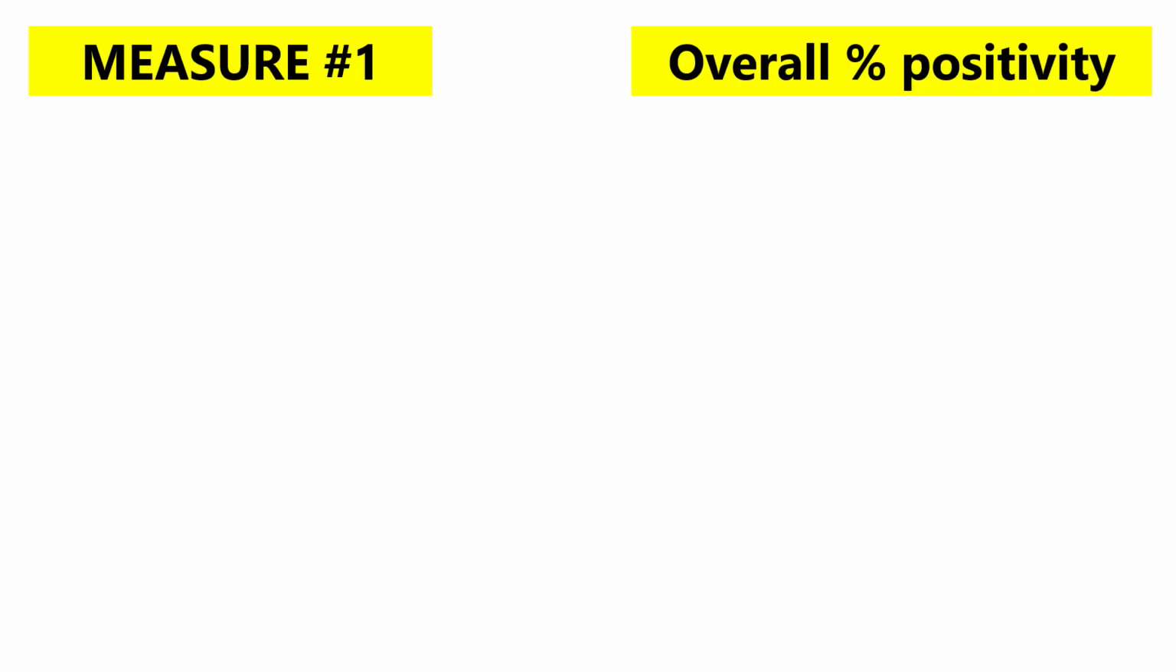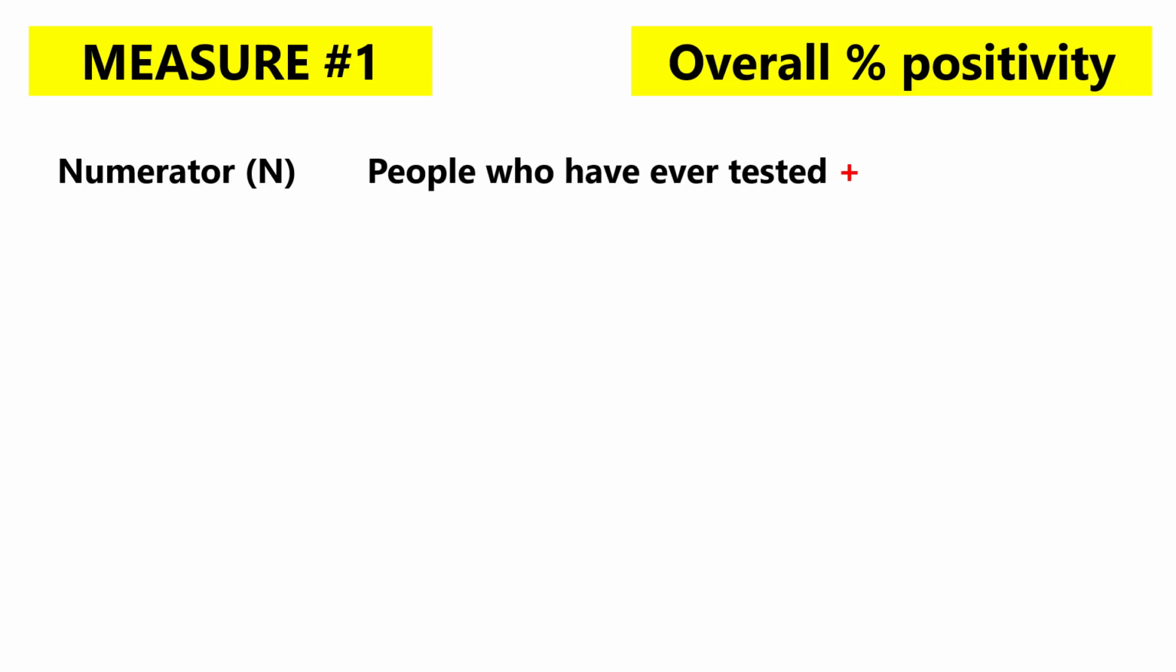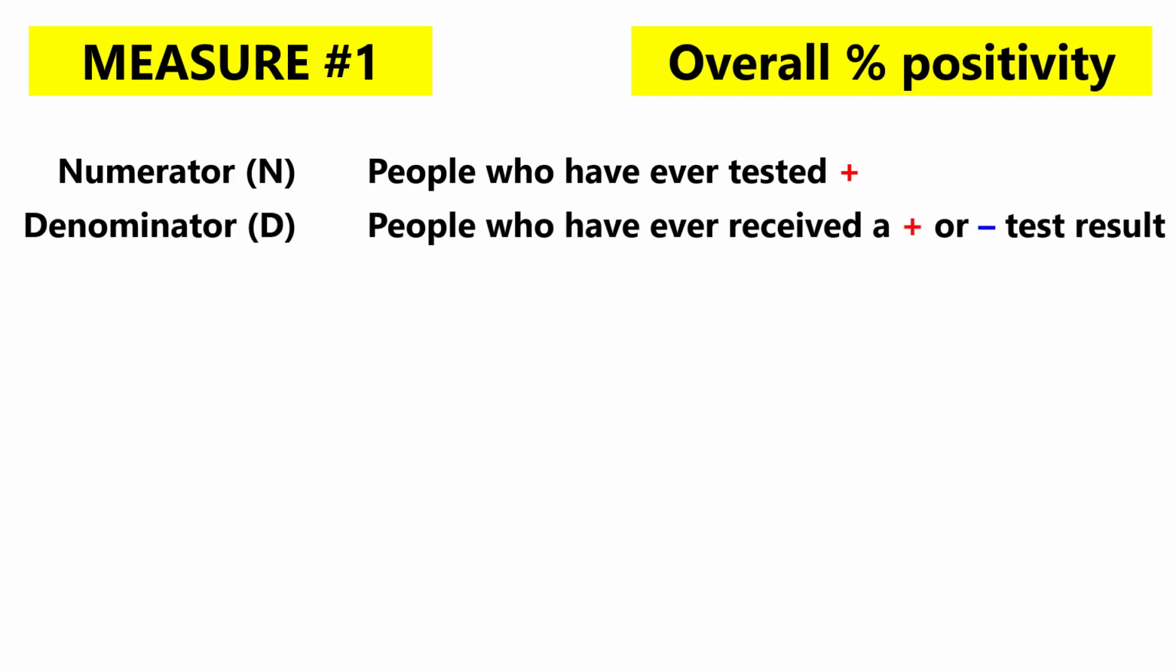The first measure is not something that's daily, but it is something that people look at, and that is just the overall percent positivity. Really easy. It's just, since we started tracking these numbers, what proportion of people have tested positive among those tested. And so, again, simple. The numerator is people who have ever tested positive. The denominator is people who have ever received a positive or a negative test result.